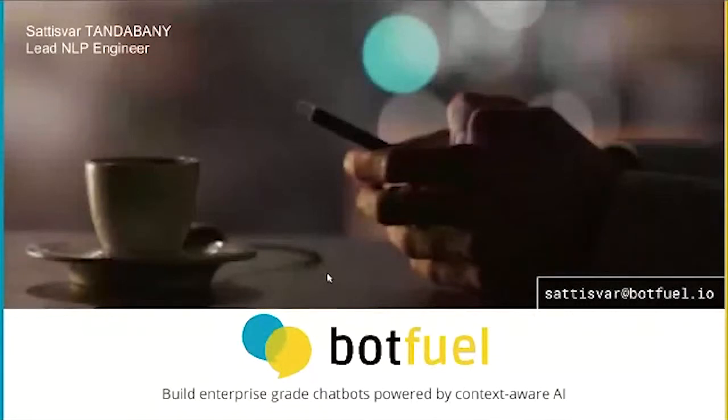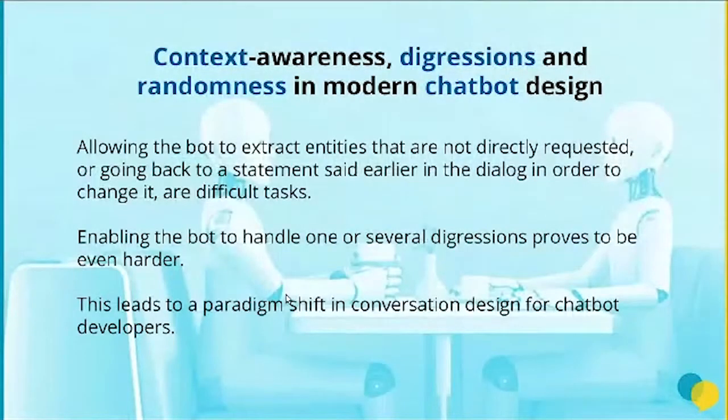So my name is Sattisvar. I will lead you through this talk about context awareness. It's something that we do at Botfuel, and pretty soon we will deliver an SDK that will enable developers to make their chatbots aware of context, capable of randomness, and able to do digressions. What is it about?